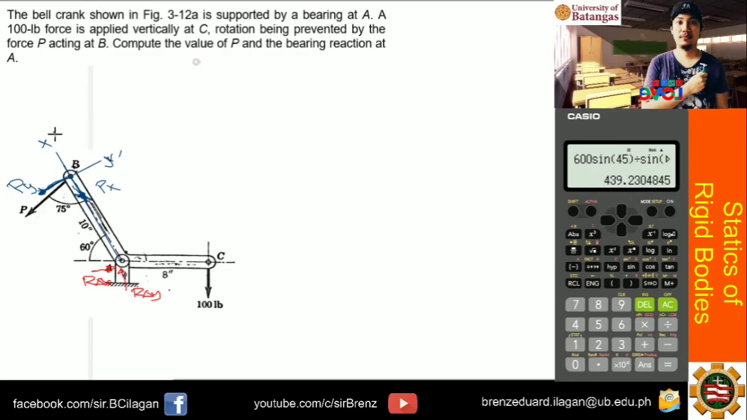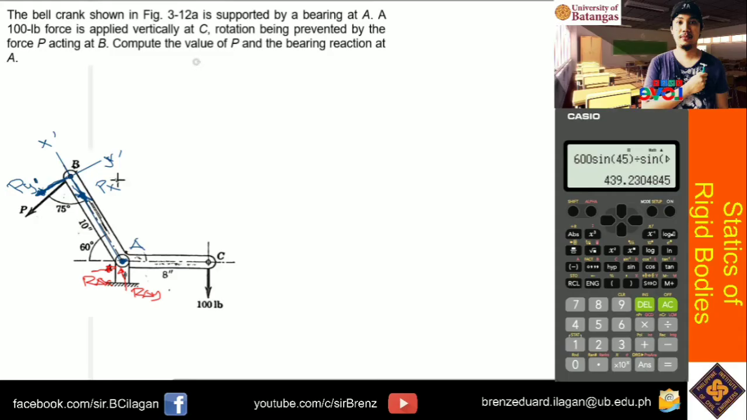Okay? So for PX, there is no need to compute that. Because if you notice, we took the moment here at point A, right? At this point. This is point A, where the bearing is. At that point A, that is where we take the moment. And as you can see here, PX will be concurrent at point A. So there is no need to compute that since it will be eliminated from the equation, since it has no perpendicular distance. So what we need to get is the component of this force, that PY. Let's make it PY prime.